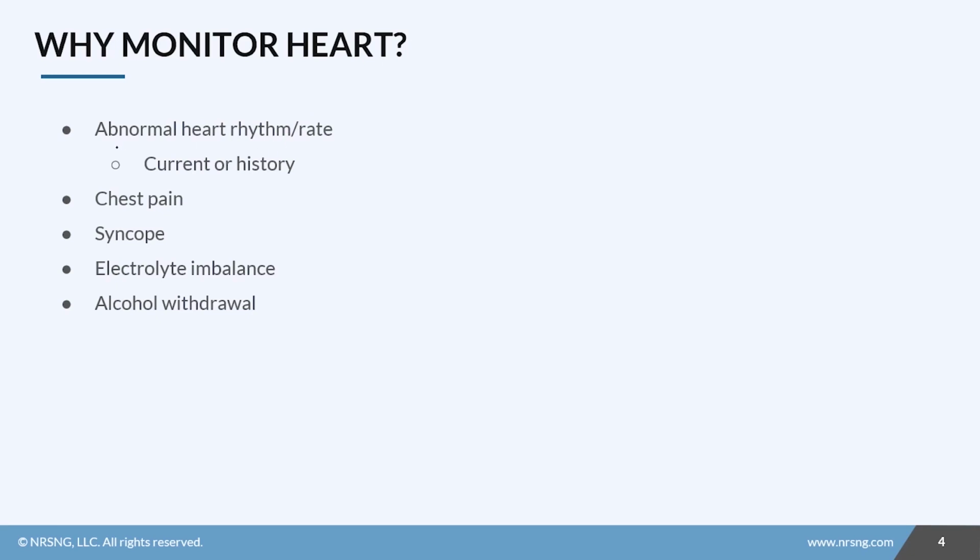If a patient has an abnormal heart rate or rhythm, it may be current or history, then we should be considering monitoring their heart. If a patient comes in and they complain of chest pain, or if they've already been admitted for a few days and suddenly they have chest pain, we should be considering calling the doctor about heart monitoring as well. Another example is if your patient comes in and they have syncope, or they're feeling dizzy, they feel like they might pass out, they're sweaty, they may be having heart issues.